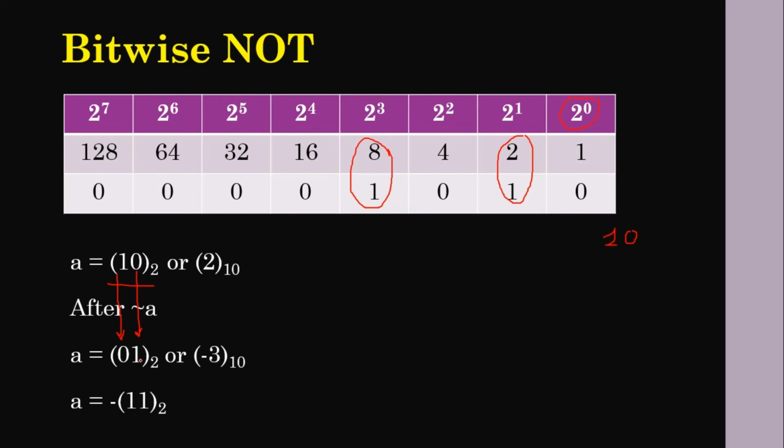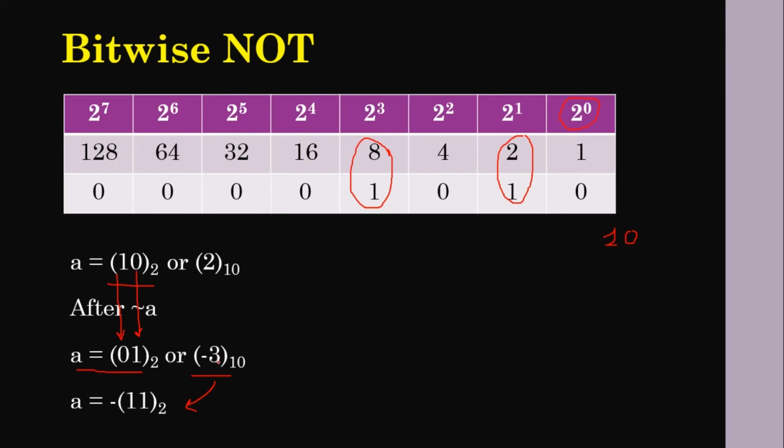Now if I convert this value into decimal again, it will be equal to minus 3. If I write this minus 3 in binary again, it will be minus 1 1. So this is how Python represents output in binary. Now you must be thinking, how can this 01 be minus 3? Because this is the 2's complement value, it is minus 3.